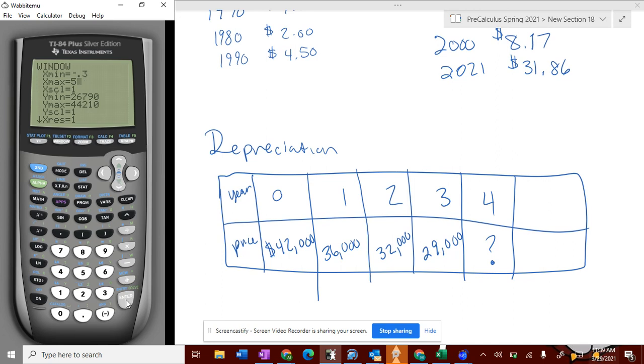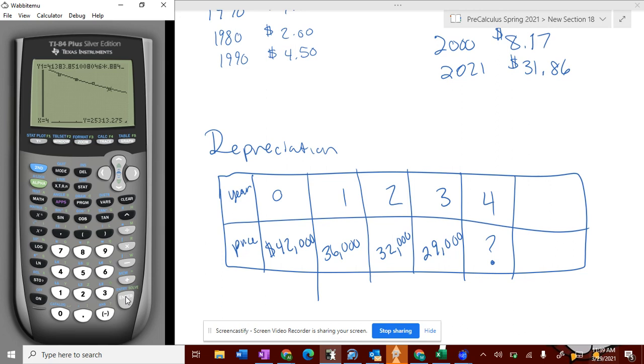I'll go to 5 years and $0. And if we trace and I go down arrow and I go to 4 years old, it's worth $25,313. Okay. So that's how to do exponential regressions.